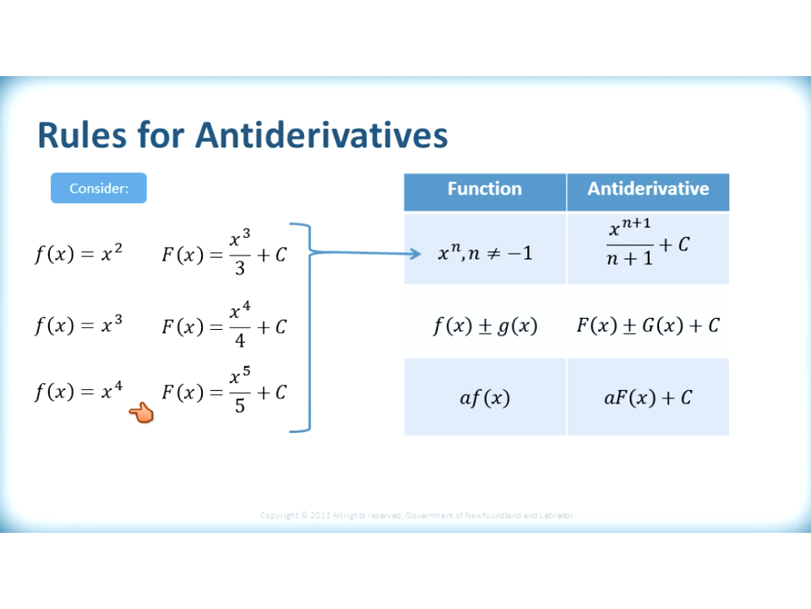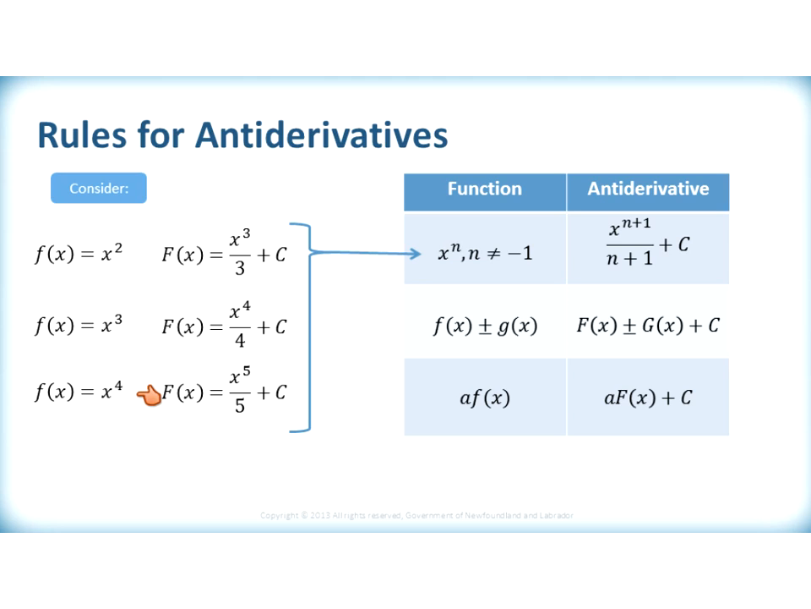Okay? So for the first one, we already saw that if I take x cubed over 3, I multiply by 3 and then subtract 1 from the exponent, I get x squared. In the second one, if I take x to the power 4 over 4, I multiply by 4, subtract 1 from the exponent, I get back to x cubed. And for the last one, if I take x to the power 5 over 5, I multiply by 5, it cancels out with the denominator, reduce the exponent by 1, and I have x to the power 4.